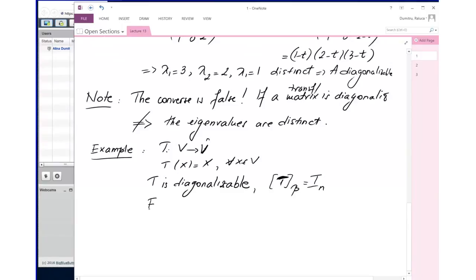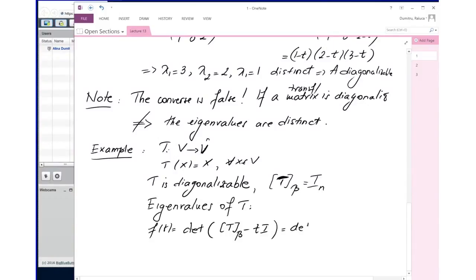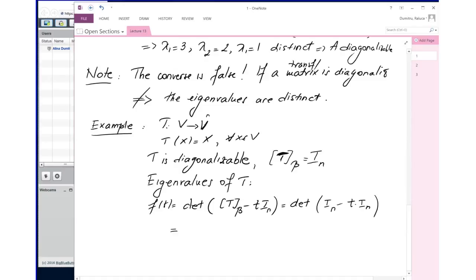So let's look at the eigenvalues of the identity operator. To find the eigenvalues of T, we have to compute the determinant of the matrix of T in any basis you want, minus t times the identity, the characteristic polynomial f of t. But the matrix of T in any basis will be the identity matrix. So it's the identity matrix minus t times the identity matrix, and I want to find the determinant of that. That will have 1 minus t as every diagonal entry, and 0 everywhere else. So the determinant is just 1 minus t to the power n. Therefore, the identity operator has a single eigenvalue, lambda equals 1.